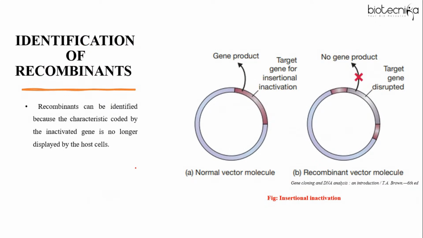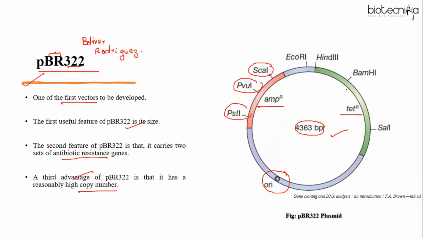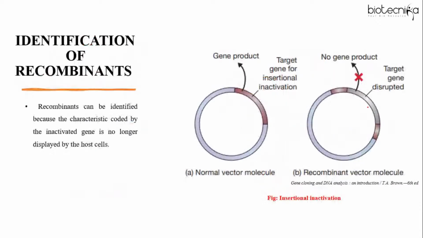The question arises, how will we introduce our gene of interest into this vector? We can introduce a gene into either the ampicillin resistance gene or the tetracycline resistance gene. Here there is one term we often use, called insertional inactivation. This is a normal vector molecule where the genes are intact. Let's say we are talking about PBR322, and this is the tetracycline resistance gene, so it is intact. But if we introduce our gene of interest within the tetracycline resistance gene, don't you think the gene will be inactivated? Because the gene sequence no longer remains the same, right? And when the gene gets disrupted, it will not produce its product. No gene product will be there.